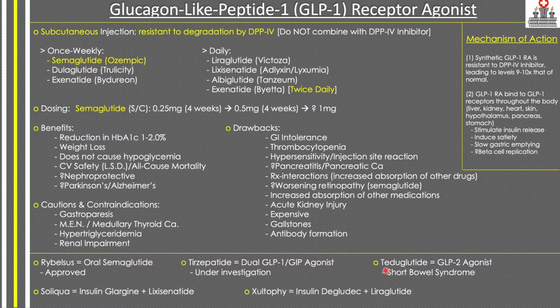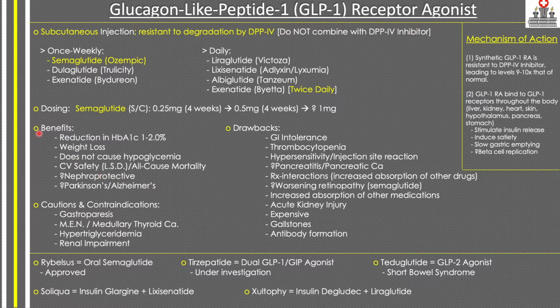Now, finally, I've put in here teduglutide, and that's because I've seen this question many times come up on exams and try to trick students. Teduglutide is a GLP-2 receptor agonist, and this is actually used in short bowel syndrome. So types of questions I've seen, for example, are GLP-1 receptor agonists are efficacious in all of the following syndromes except, and of course, short bowel syndrome will be one of the options because it's not a GLP-1 receptor agonist, it's a GLP-2 receptor agonist used in this situation.